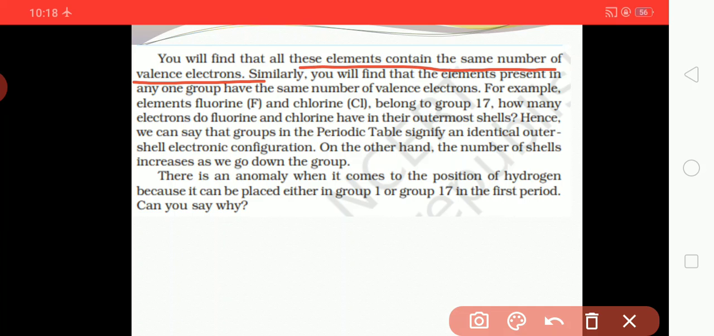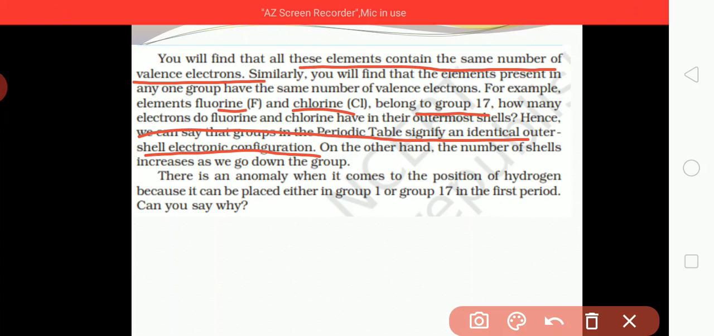For example, take the elements fluorine and chlorine belonging to group 17. How many electrons do fluorine and chlorine have in their outermost shell? Hence we can say that a group in the periodic table signifies an identical outer shell electronic configuration. Elements present in the same group will have the same number of valence electrons.